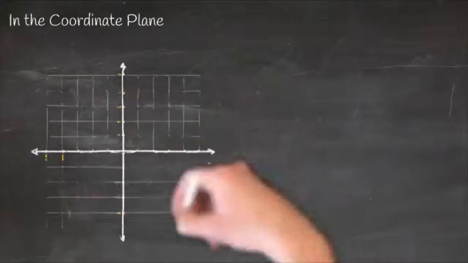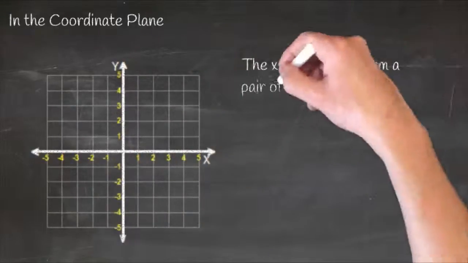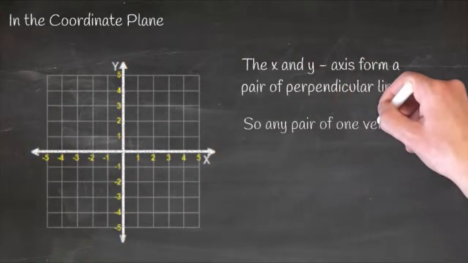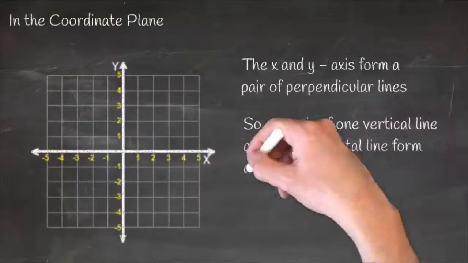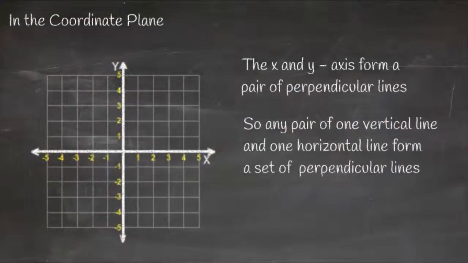So in the coordinate plane, the X and Y axis form a pair of perpendicular lines. That means that any pair of one vertical line and one horizontal line will form a set of perpendicular lines. Now, those are not the only scenarios, so we're going to talk about some of the other scenarios now.